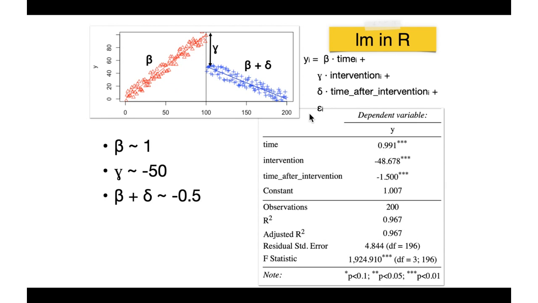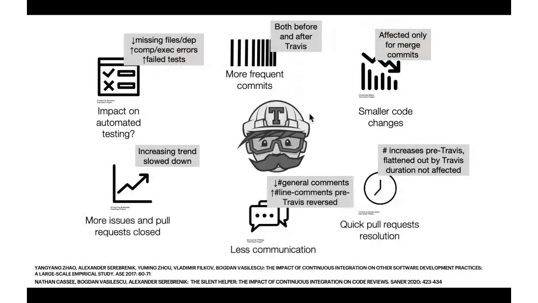So this method has been successfully applied in a series of papers that have studied the impact of the introduction of continuous integration, introduction of bots, change of the license, introduction of a different issue tracker, so the change from Bugzilla to Jira, and so on and so forth. It's a very popular statistical technique. So let me just show you what kind of conclusions we have derived using this method.